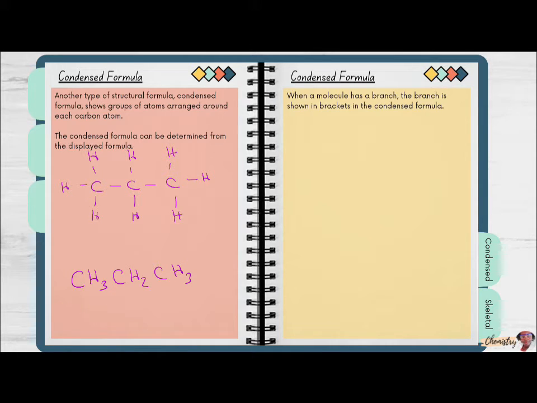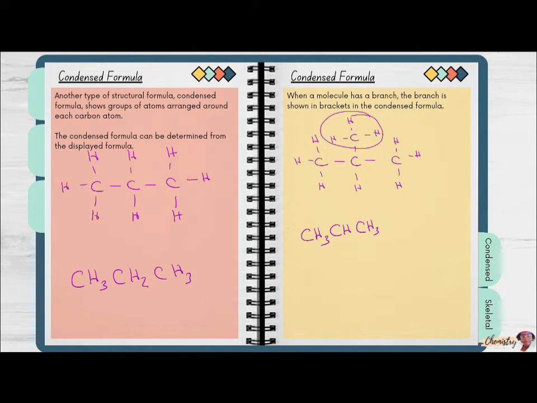When writing condensed formula, we need to be able to represent groups of elements that appear as a branch. To do this, we use brackets. Here we have the displayed formula of methyl propane. To write its condensed formula, let's start from the end to the left. So we have a carbon which has 3 hydrogen atoms attached. Next we have a carbon with 1 hydrogen, but it's also bonded to another carbon which has 3 hydrogens.